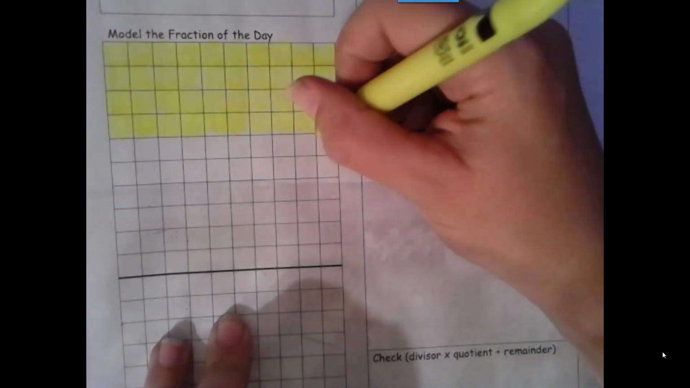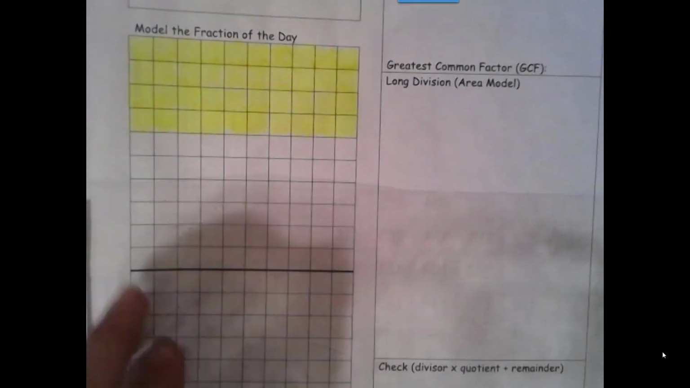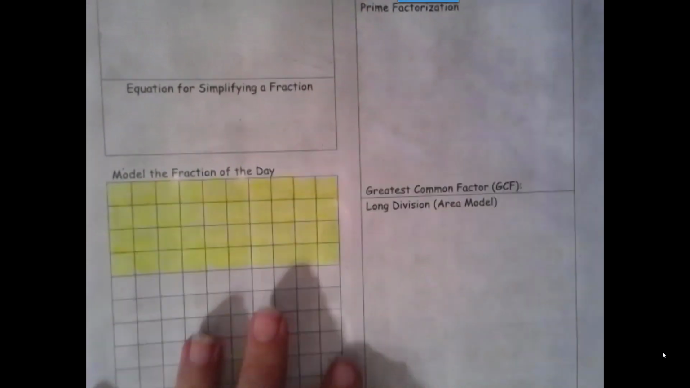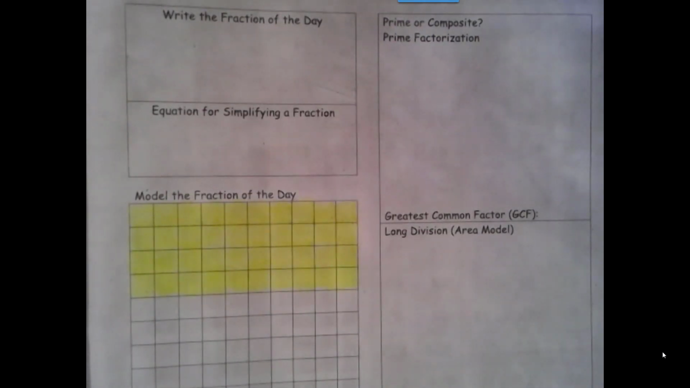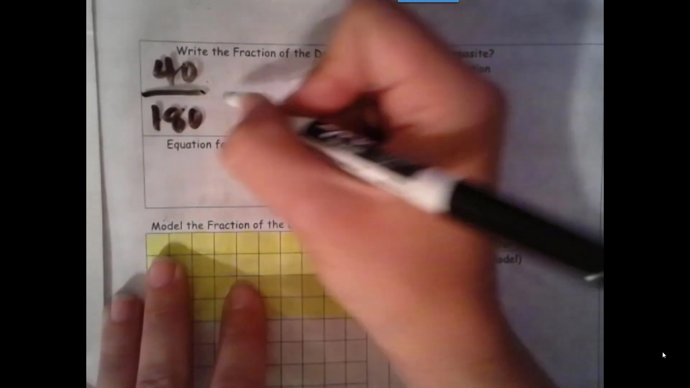Let's go ahead and get this filled in. Okay, so we have a total of 180 days. This is day 40.